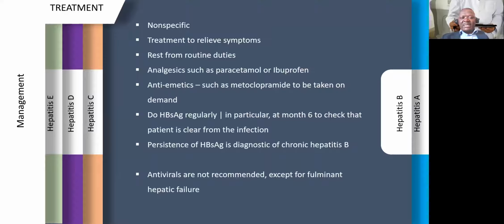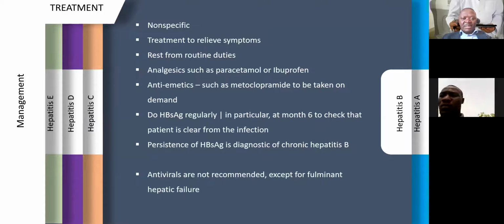Non-specific again. This treatment is aimed at relieving the symptoms of the patient. Rest from routine duties. Give analgesia, such as paracetamol or ibuprofen. Many people are afraid because paracetamol, in large amounts, can cause liver damage. And so some people may need to reduce the dose of paracetamol to half the amount that the patient would normally need. Antiemetics such as metoclopramide should be taken on demand. In other words, if somebody is feeling sick, you can give them some anti-sickness medications.